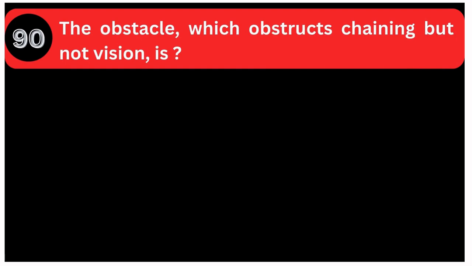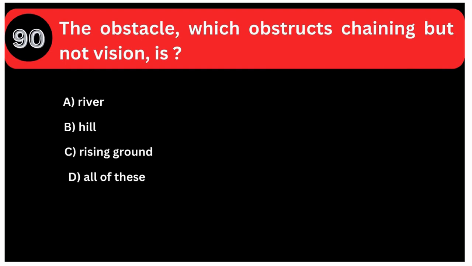The obstacle which obstructs chaining but not vision is. Options: A. River. B. Hill. C. Rising ground. D. All of these. Answer: A. River.